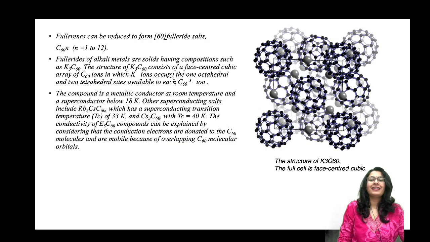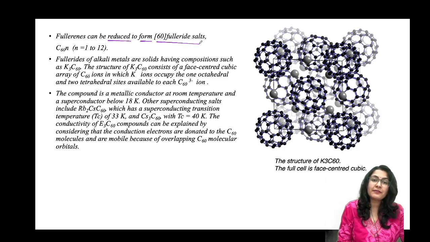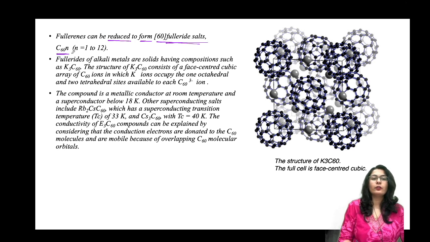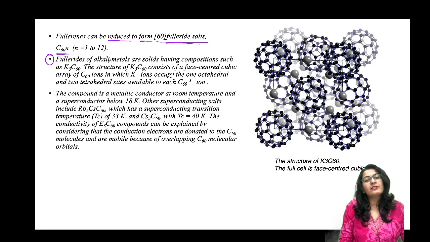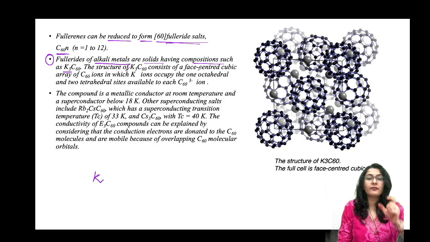Okay, chalo, ye kya hai guys? See, fullerenes can be reduced to form C60 fulleride salts. That is C60^n-. Now n could be 1 to 12. Now, fullerides of alkali metals are solids having compositions such as K3C60. So, potassium takes a lot of interest in graphite as well as fullerene. The structure of K3C60 consists of a face-centered cubic array of C60.